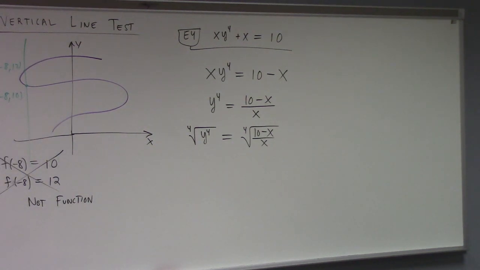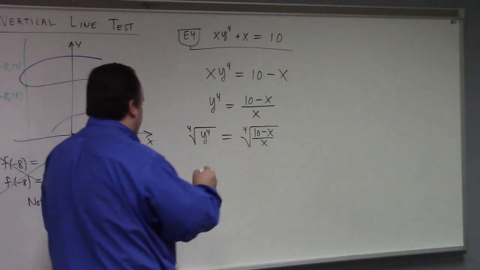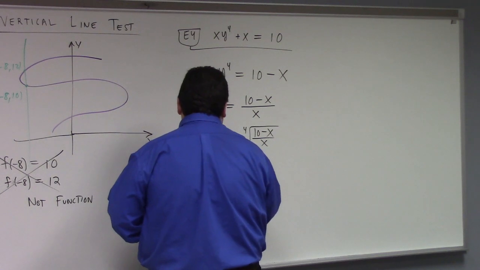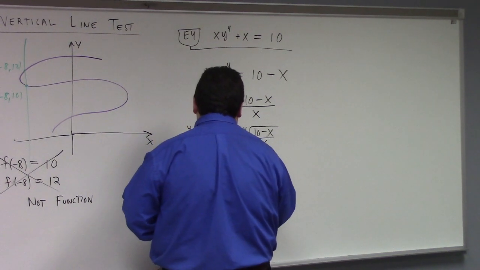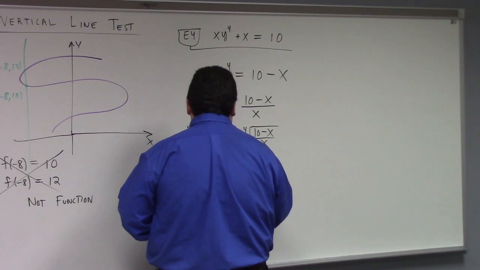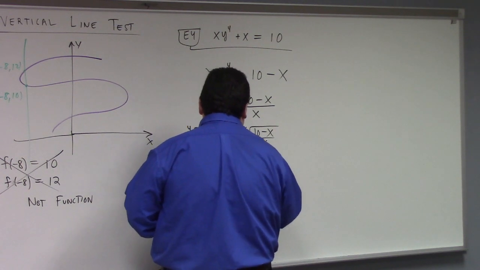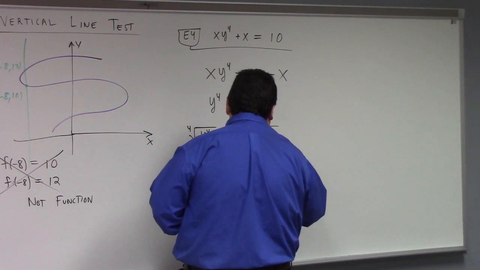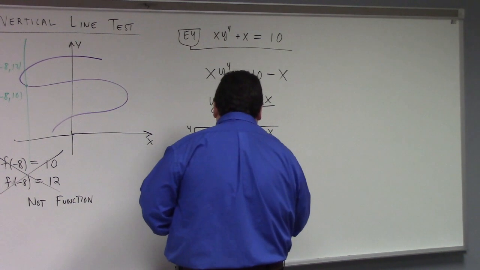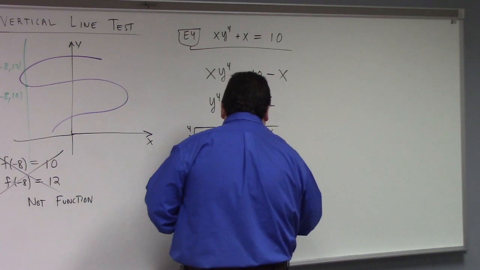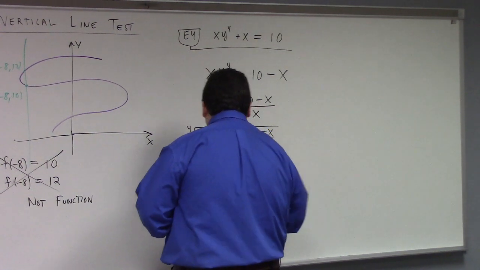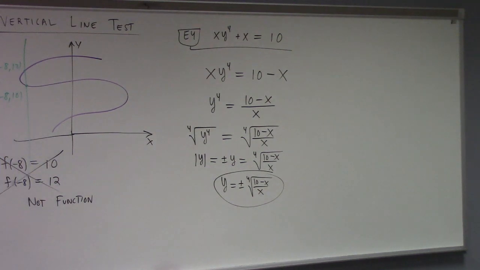y is almost correct, but not quite. It's actually the absolute value of y. So the even root of an even power is the absolute value. And so that is, of course, plus or minus y equals the 4th root of (10 minus x) over x. Lo and behold, we've got y is equal to plus or minus the 4th root of (10 minus x) over x. And that algebra shows me it is not a function. This equation does not define y as a function of x because there are two different solutions.